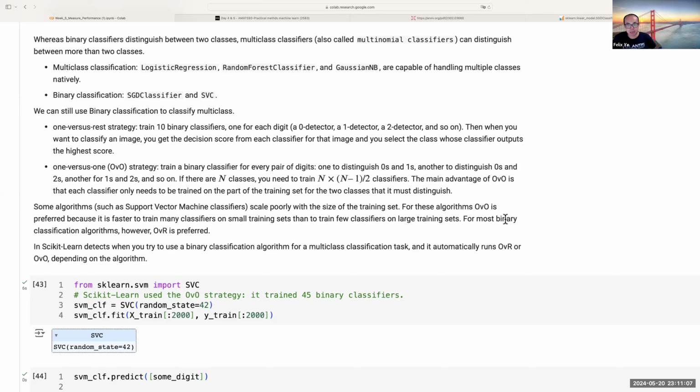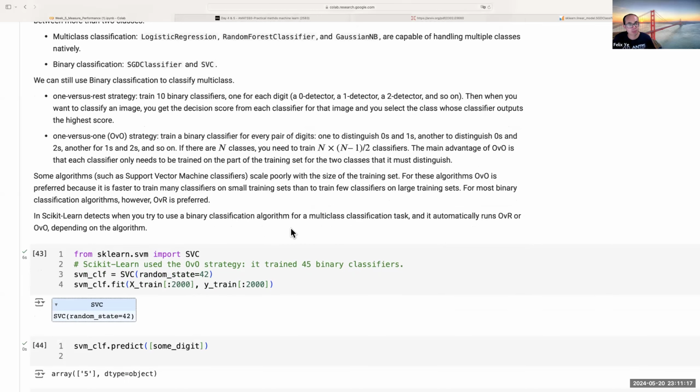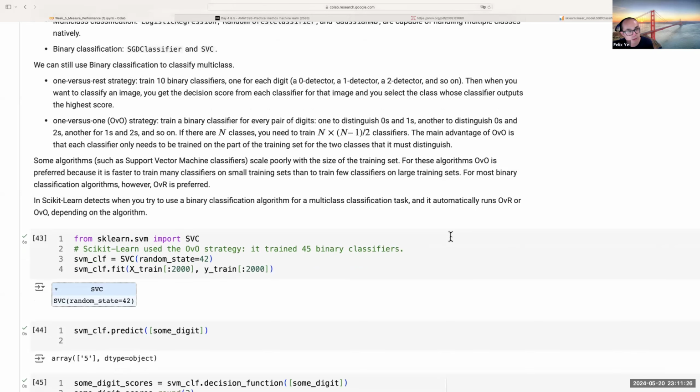For other binary classifications, usually what we use is one versus the rest. But that all depends on what we're trying to do here. Depending on the algorithm that we use, it will automatically run one versus the rest or one versus one. For example, right here, we run this SVC. It used the one versus one strategy.